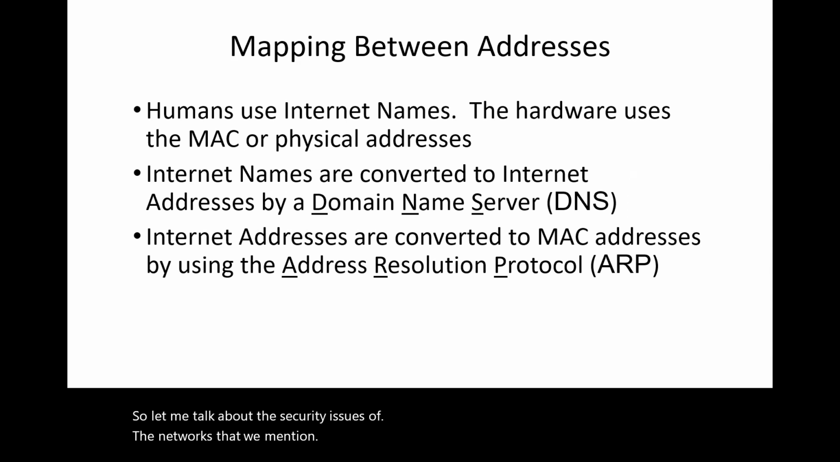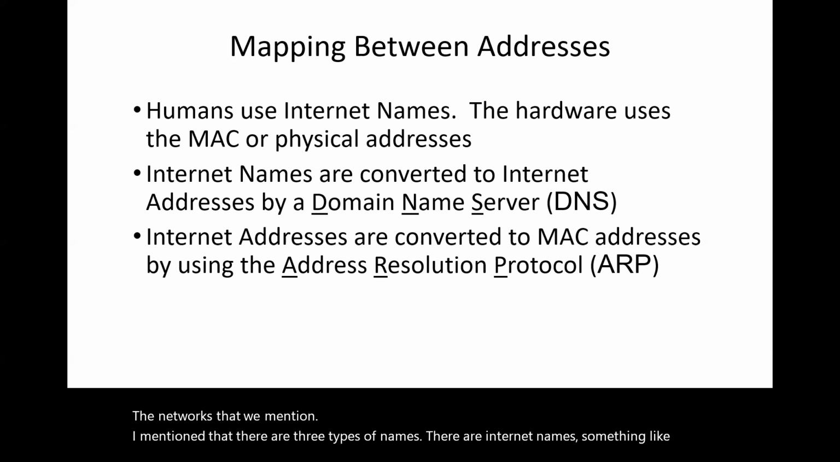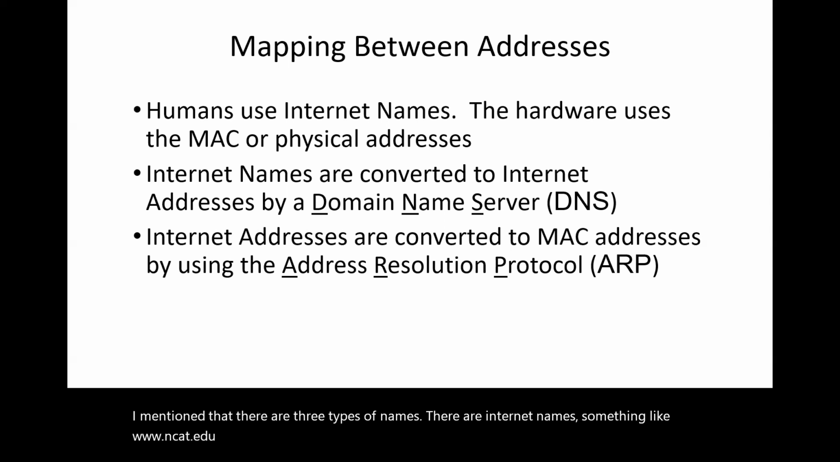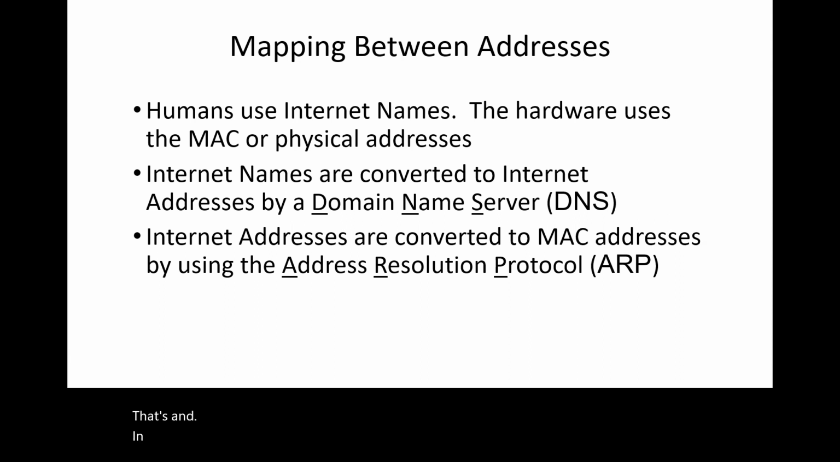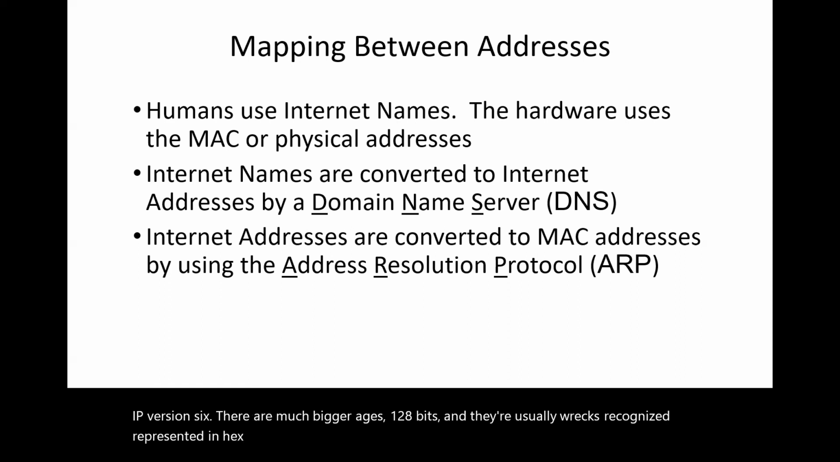I mentioned that there are 3 types of names. There are internet names, something like www.ncat.edu. Then there are internet addresses, which are in Internet Protocol version 4. They're 32 bits. They're written as 4 decimal numbers separated by periods, numbers between 0 and 255. That's it. And in IP version 6, there are much bigger addresses, 128 bits, and they're usually represented in hexadecimal with colons between them.